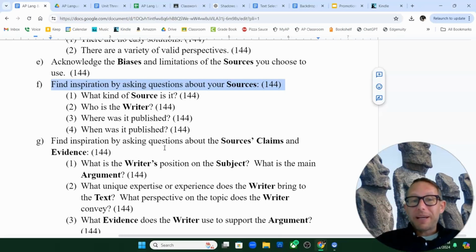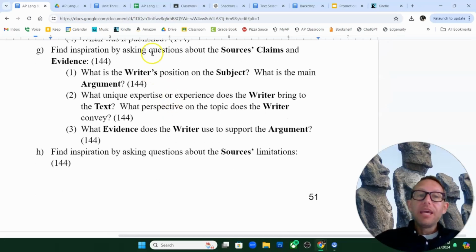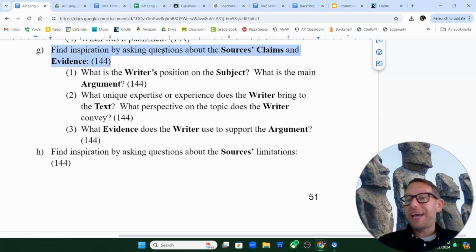So you need to choose the best sources, and if you're going to choose the best sources, you need to know what you're looking for. So remember all of those tools that we have at our disposal when we're trying to find good sources, okay? You can also find some inspiration by asking questions about the source's claims and evidence.